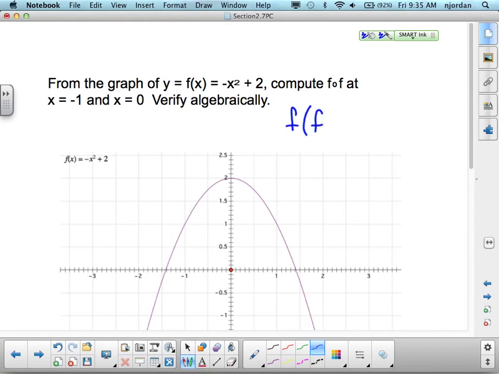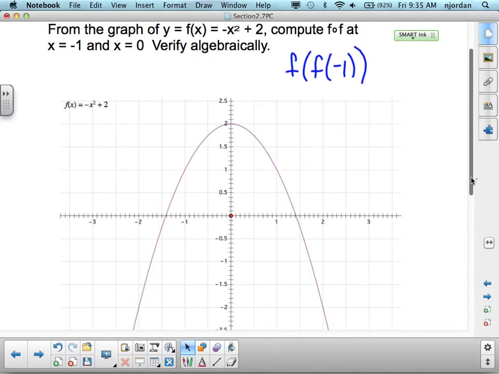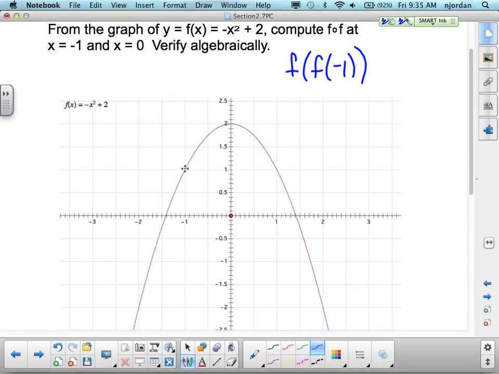F of -1. I don't know if you guys can see this whole thing. Let me scroll. This thing is in my way. All right. So let's go to the graph. And what is f of -1? Here's f of -1 right here at +1. So if this coordinate is -1, 1, then f of -1 equals +1.